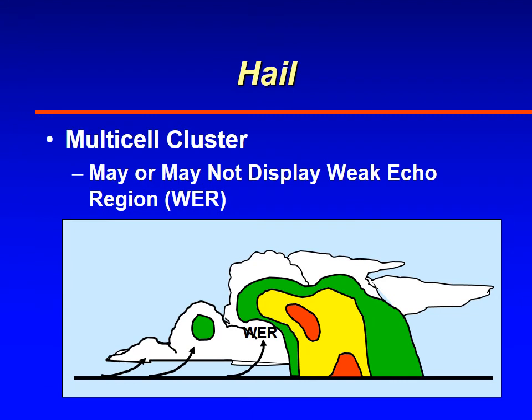As far as a multi-cell cluster-type storm, this is where you have many cells in different stages of development. The weak echo region usually is found in the mature storm. As it transitions from the cumulus to the mature stage, you can see that the updraft produces a region where there are weaker returns. Higher aloft, there are stronger radar returns, and eventually those produce hail.